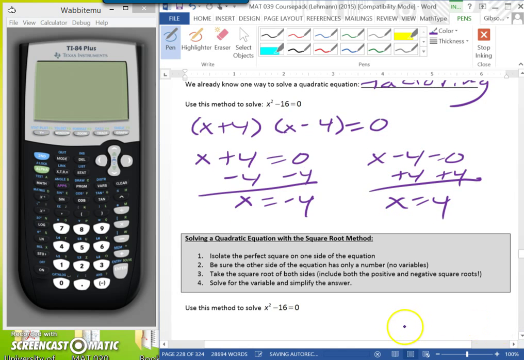Now, it says solving a quadratic equation with the square root method. Isolate the perfect square on one side of the equation. Be sure the other side of the equation has only a number, no variables. Take the square root of both sides. Include both the positive and negative square roots. Solve for the variable and simplify the answer.